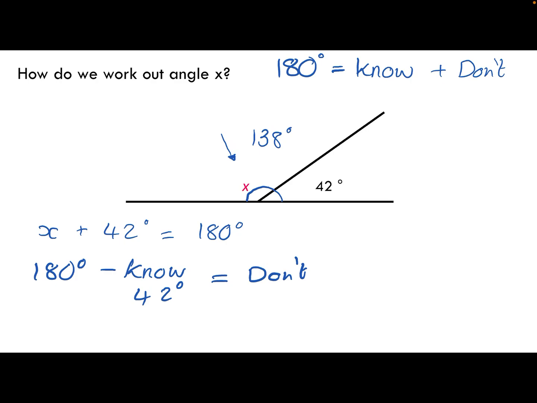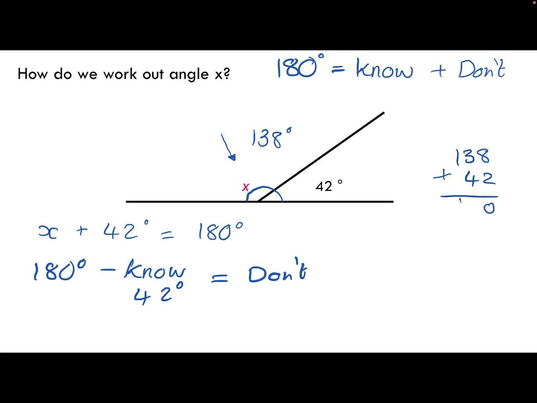I know that this bit add this bit is going to give me the whole thing. So I can do 138 add 42. You'll notice I haven't put my degrees in there. When we're writing out calculations, we don't really need that symbol until we produce our answer.